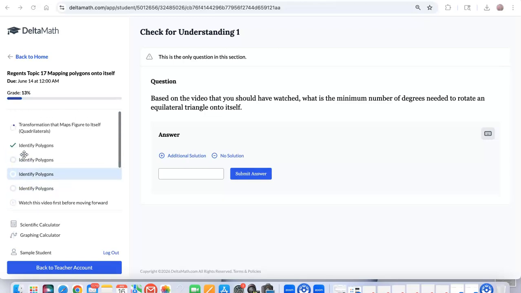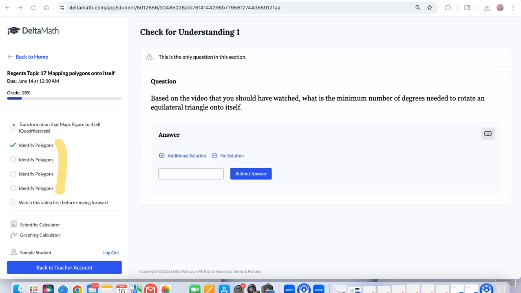Okay. So you guys should have completed transformations that map figures onto itself, quadrilateral section. You should have done these four questions related to identifying polygons. And if you don't know the shapes, you need to create a study guide that breaks down which shape is which, like a hexagon, 6 sides, an octagon, 8 sides.